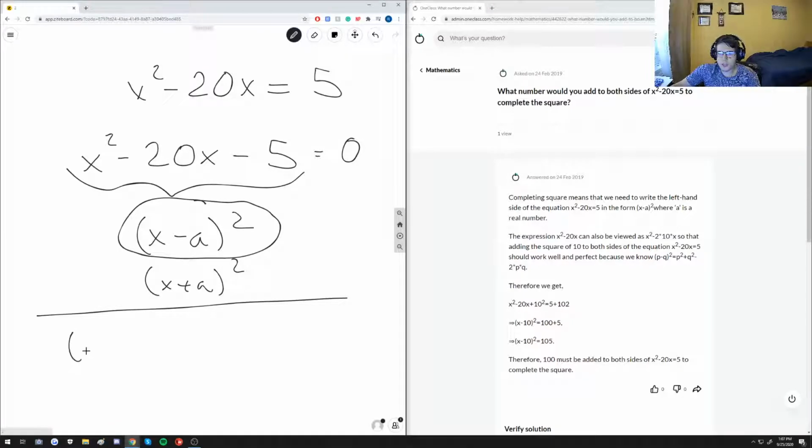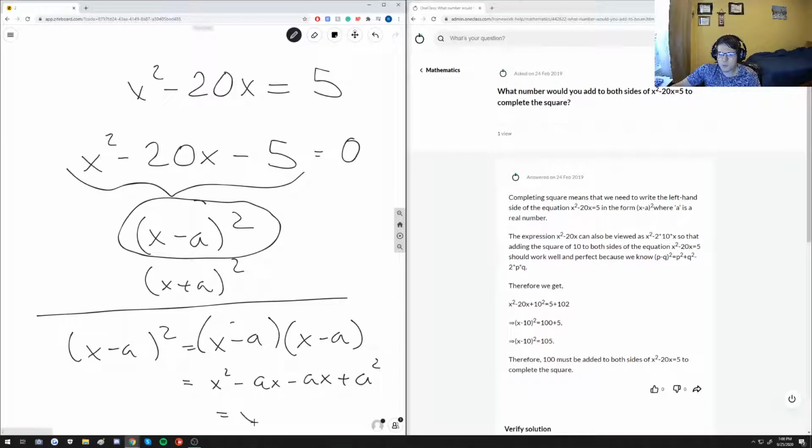So if we expand out what x minus a squared actually is, let's write this as a product, like so. Then we could FOIL these together, and we would get x squared minus ax minus ax plus a squared. And then we just write this as x squared minus 2ax plus a squared. Alright?